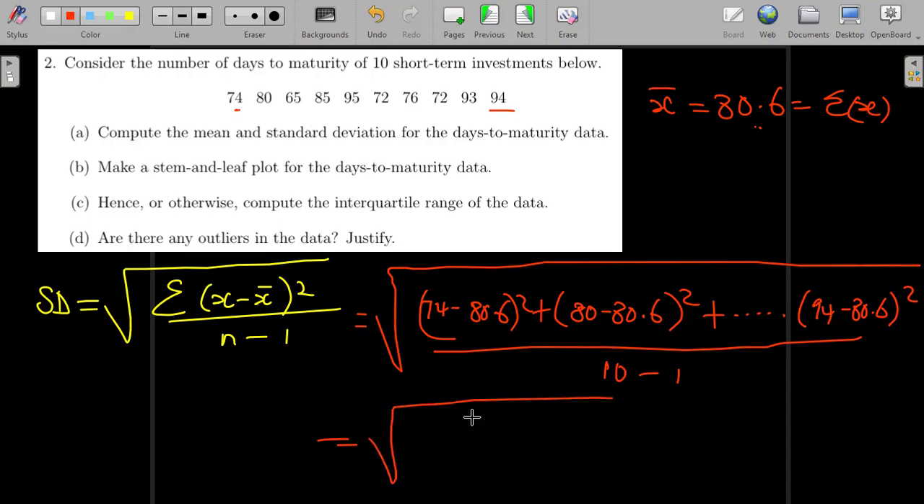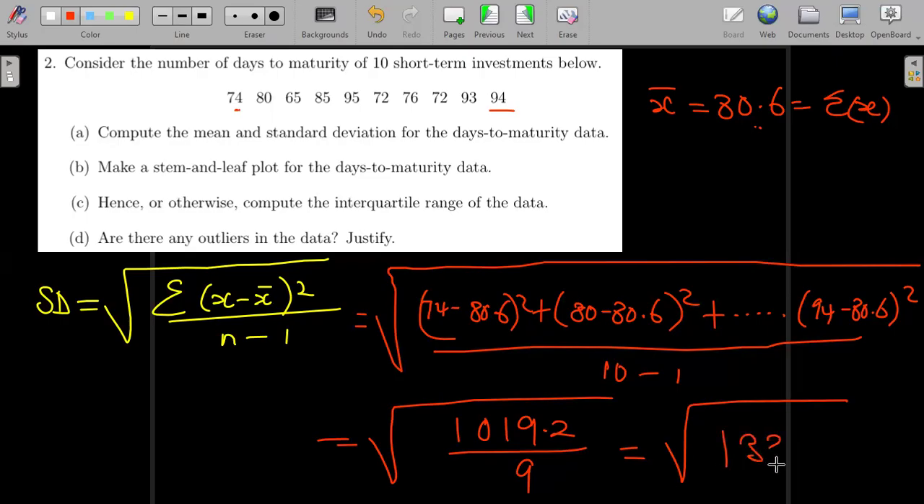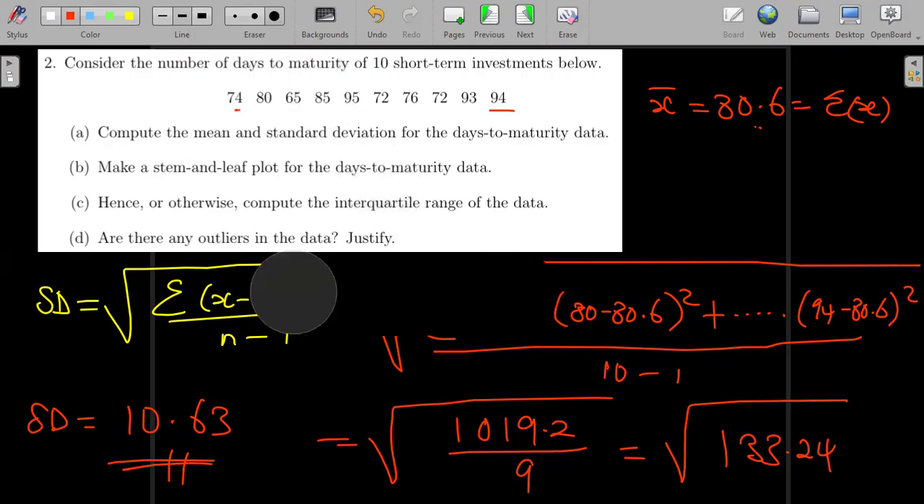Okay, so the squared differences are giving me 1019.2 divided by 9. Okay, so if I divide this, I'm getting 133.4. So it means our standard deviation will be equal to the square root of this number, which is about 10.63. So I found my standard what? Deviation. Okay, found my standard deviation. And then now we can look at the next question.